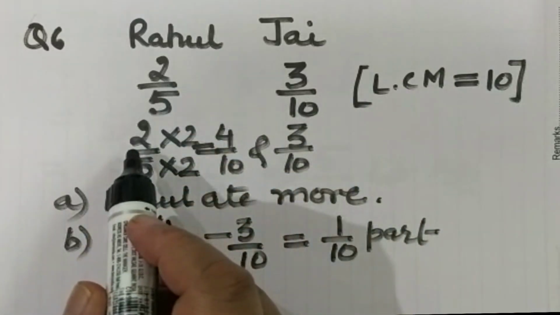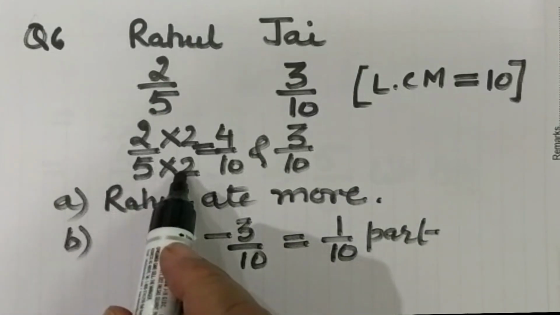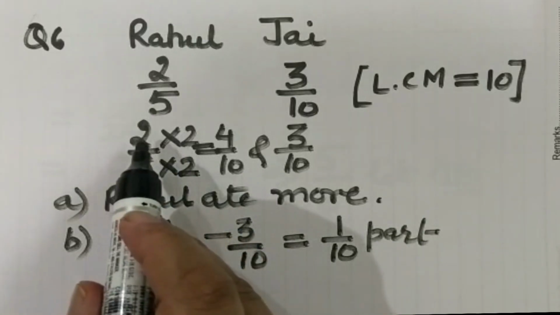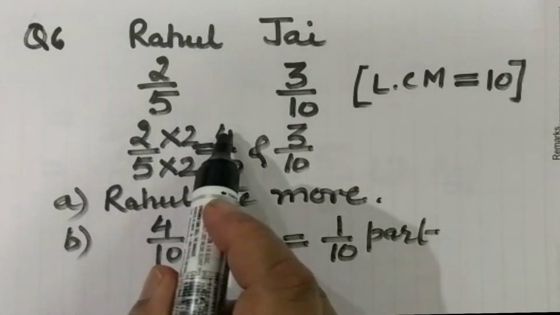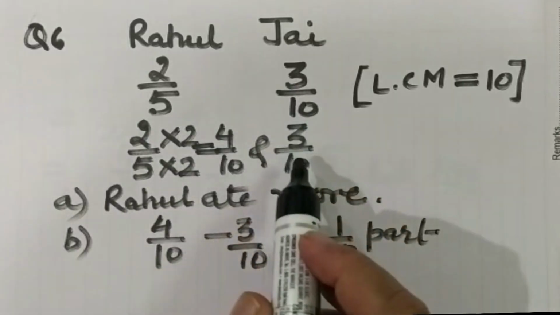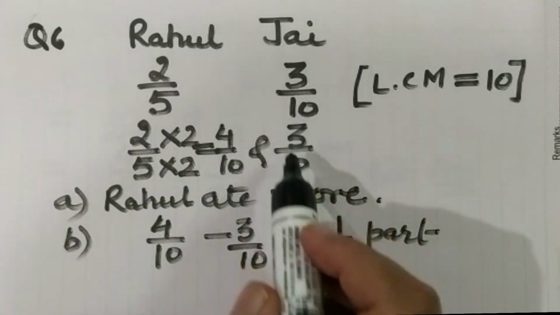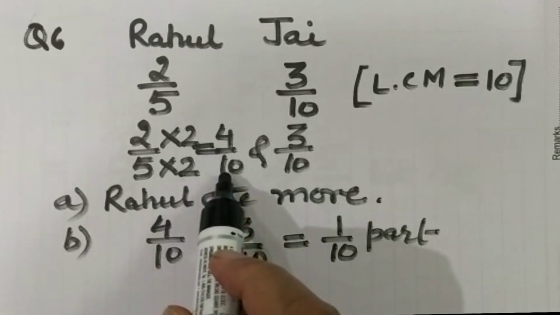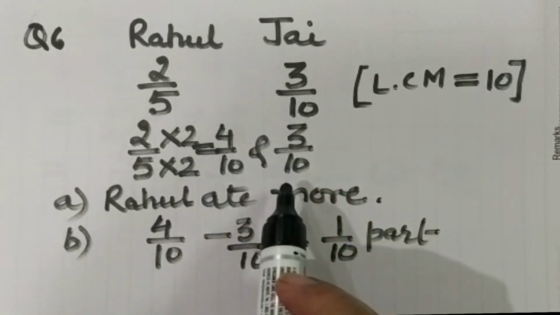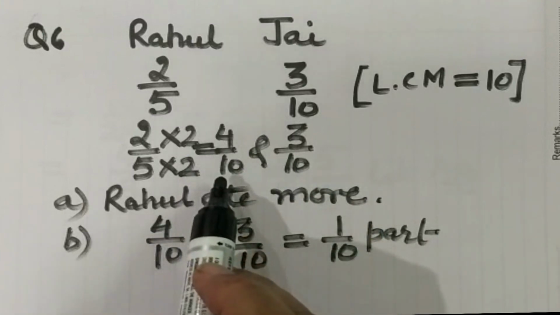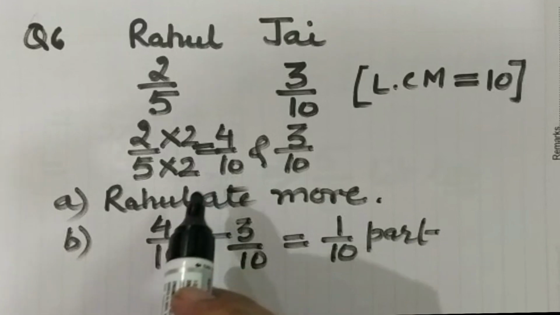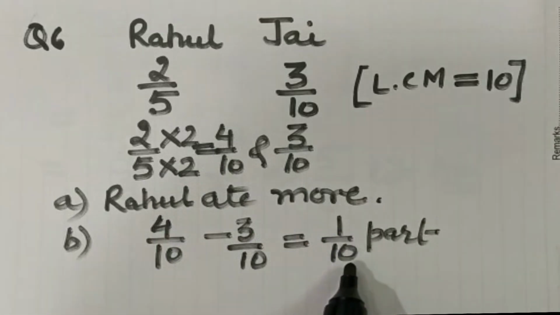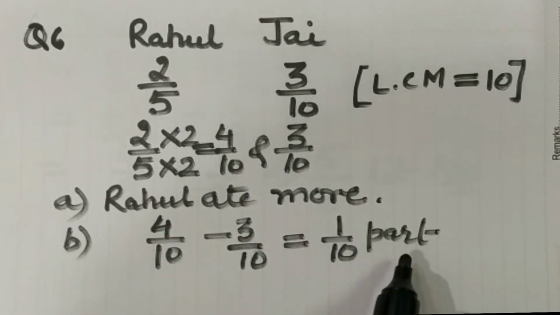So we will write the first fraction. Here the denominator is 5. 5 twos are 10. So we get 2 upon 2. So here Rahul's part is 2 twos are 4 upon 10. And Jay, here the denominator is 10, so we will let it stay as it is, 3 upon 10. So Rahul ate 4 upon 10 and Jay 3 upon 10. So Rahul ate more because 4 upon 10 is greater. And B part, how much? So 4 upon 10 minus 3 upon 10 is equal to 1 upon 10. It is your answer.